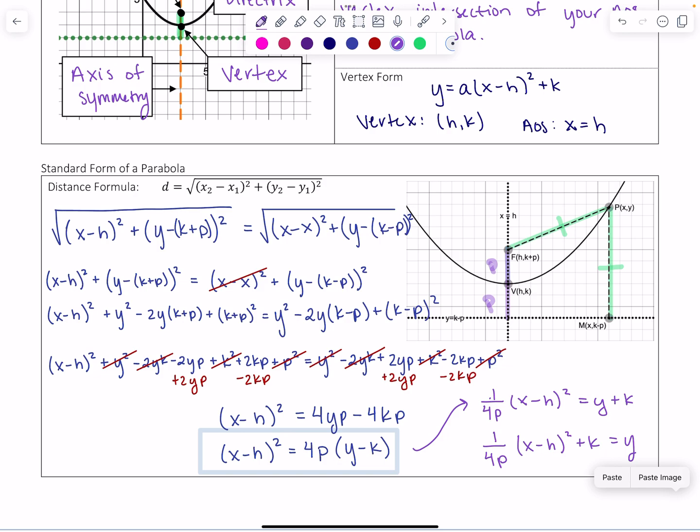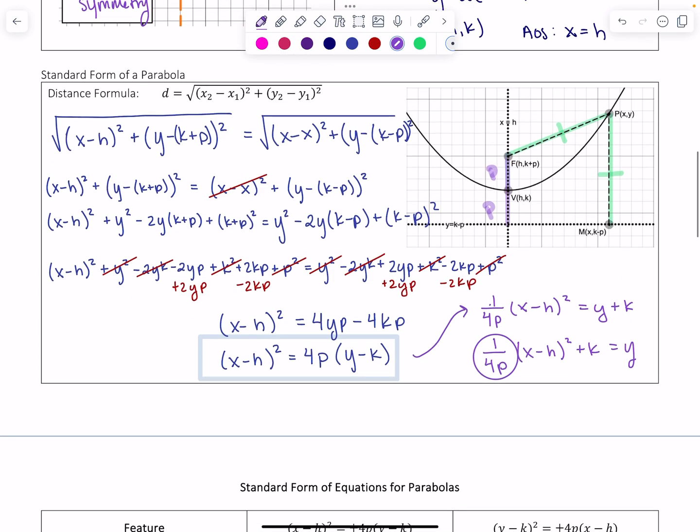Okay, now this looks like our vertex form. The thing we can take away from this is that the stretch value, that a value, is equal to that 1 over 4p value. So a is equal to 1 over 4p. And you can rearrange this a little bit and say that our p value is equal to 1 over 4a. Either one of those works out, and we'll come back to that in a little bit. But FYI, that's really helpful going forward.